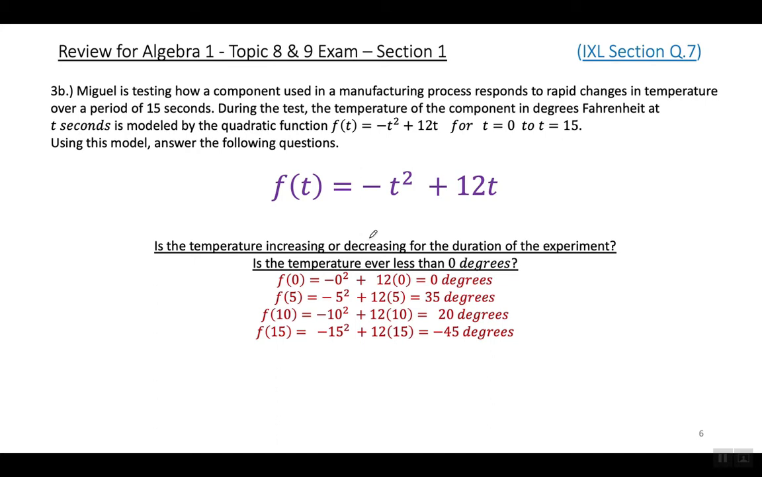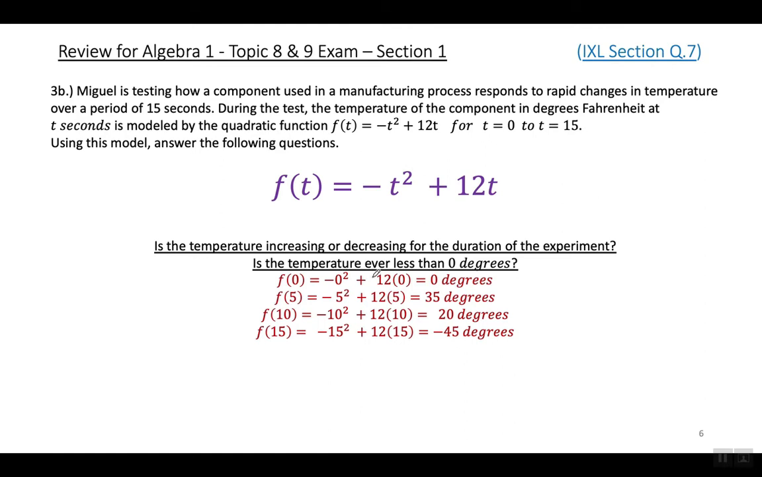All right, that only takes a few seconds of work. It doesn't take that long. What, a minute at most? All right, so now we can answer this question. Is the temperature increasing or decreasing for the duration of the experiment? Well, it's doing both. It increases and then it decreases.